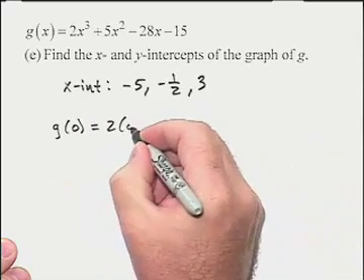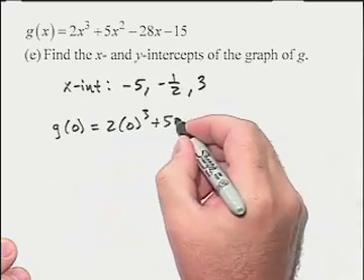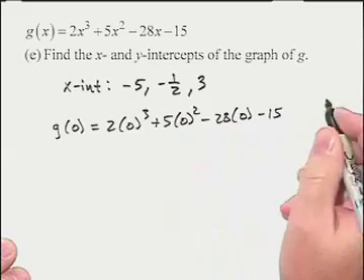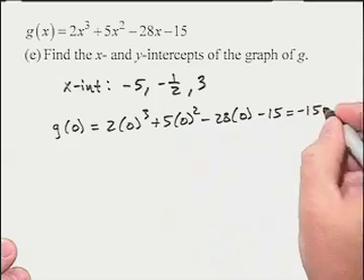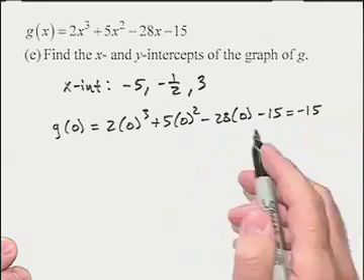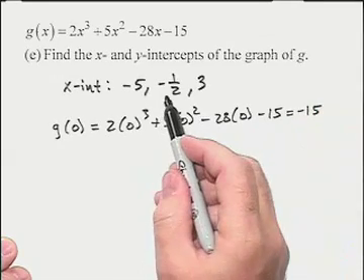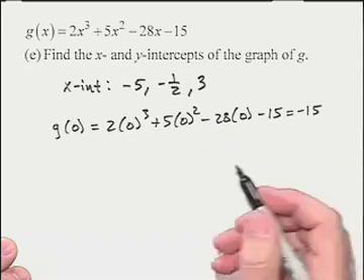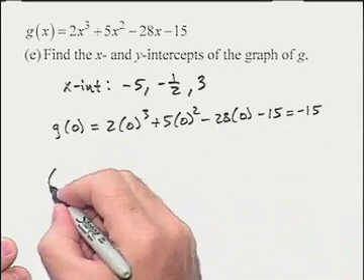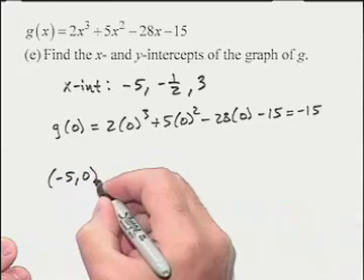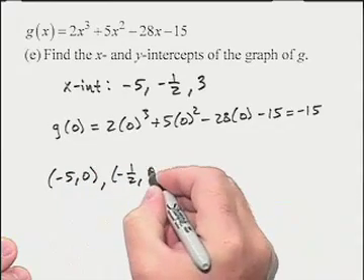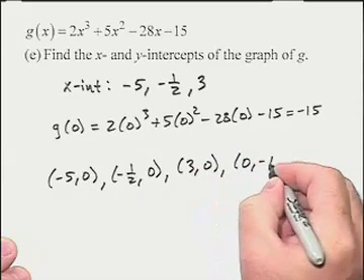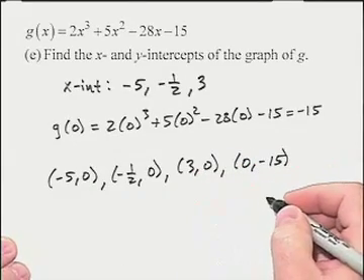G of 0 is 2 times 0 cubed plus 5 times 0 squared minus 28 times 0 minus 15, which is just negative 15. So our x-intercepts are negative 5, negative 1/2, 3. Now our y-intercept is negative 15. If we want to write ordered pairs, the intercepts would be (negative 5, 0), (negative 1/2, 0), (3, 0), and (0, negative 15).